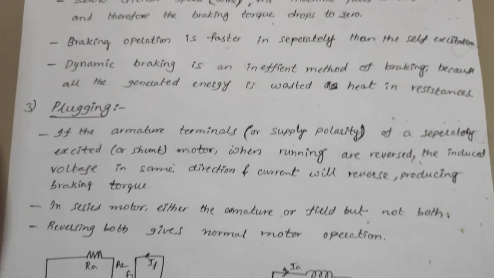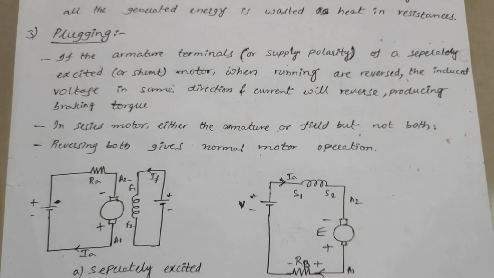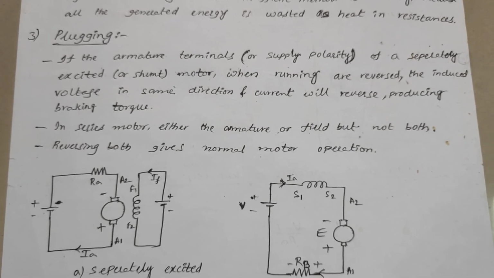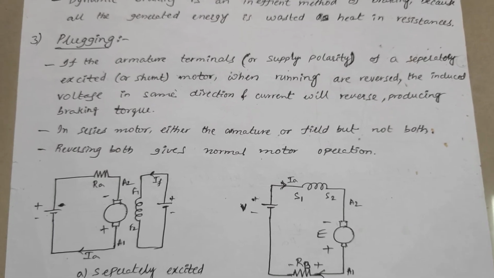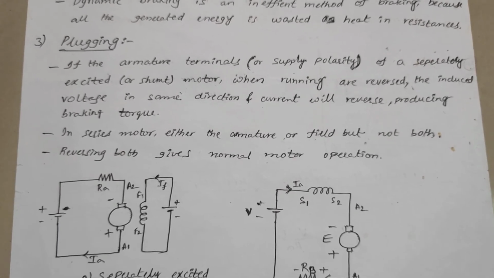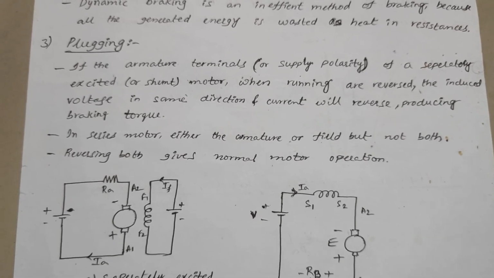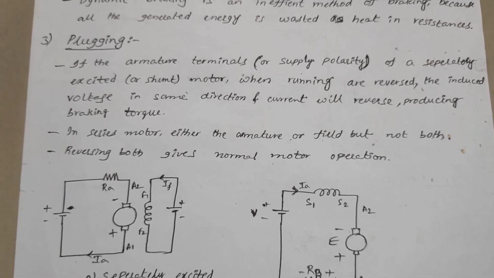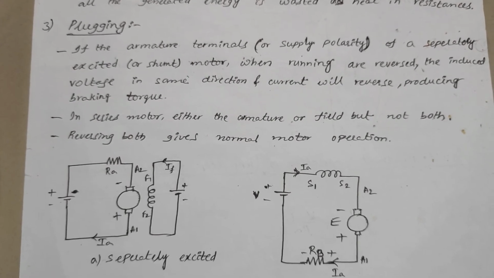Next, if you see another type of braking operation, that is plugging. In plugging, instead of keeping the resistance, instead of wasting the power in the braking resistance, we are utilizing the same power for the supply. We are sending back the same power into the supply. So that is the plugging operation.